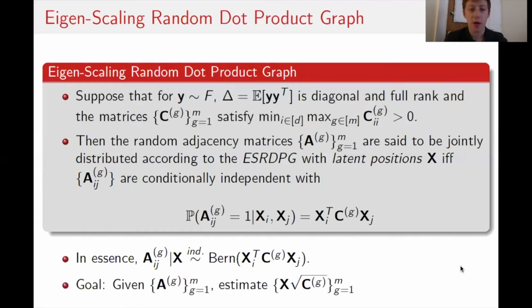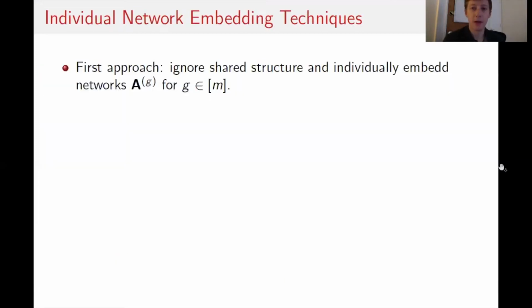Under this model, given our observations of these random adjacency matrices, our goal will be to estimate the products of X times square root of C_G. So X times square root of C_G, in some sense, is playing the role of the latent positions for each one of these graphs, scaled appropriately for each. To estimate these scaled latent positions, our first approach might be to totally ignore the fact that these graphs have shared structure and to estimate each one of them individually.